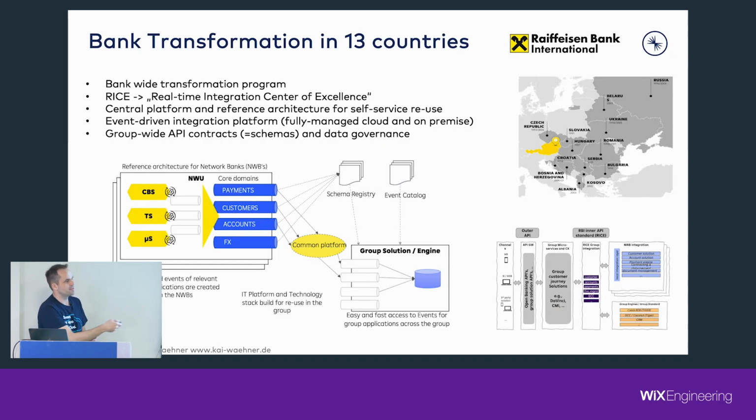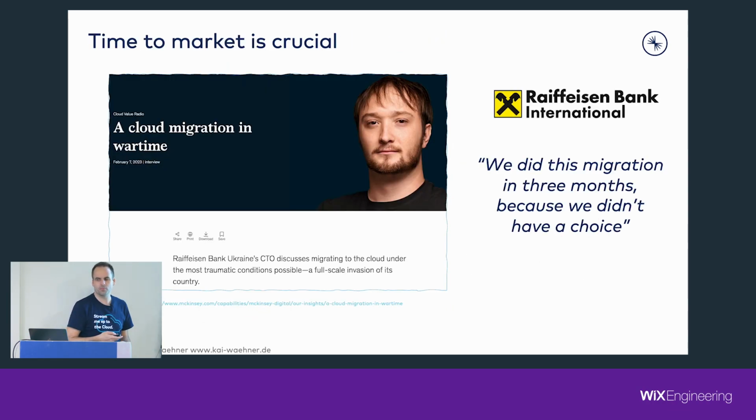And last but not least, about this story, as I said, they're running in different countries. Some are running in the cloud already with Confluent Cloud. Some others are running on-premise because some countries in Eastern Europe don't have a cloud. So they had a critical event last year. Last year in Ukraine, the war started. And Ukraine is one of the biggest businesses of RBI.